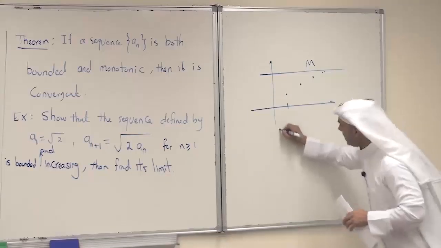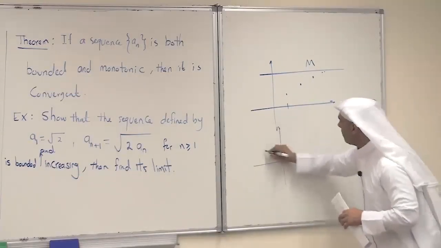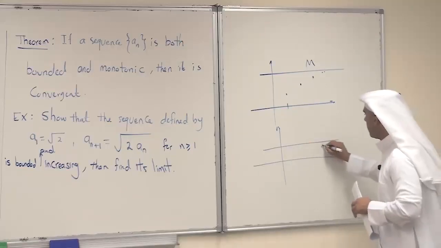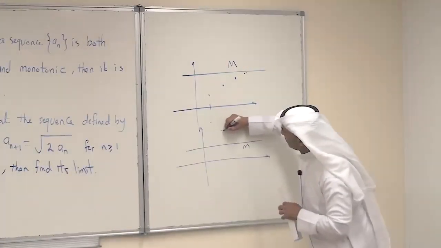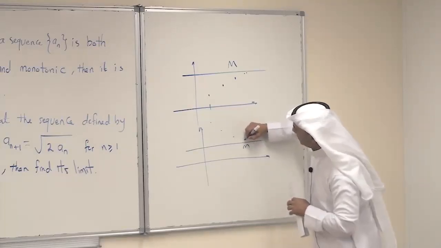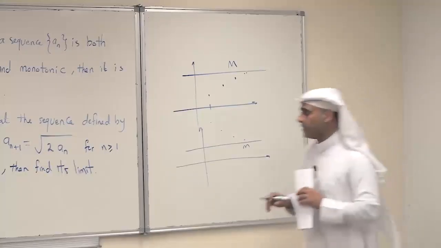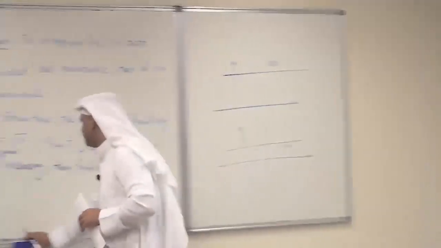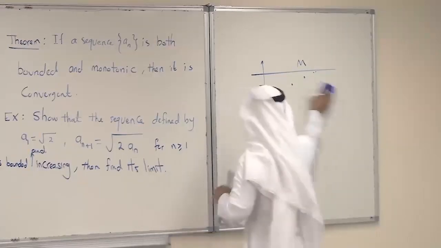Also, if we have a sequence which is bounded below by small m like this, and the sequence is decreasing, decreasing, decreasing, and bounded below, then for sure it is also convergent. Okay, fine.